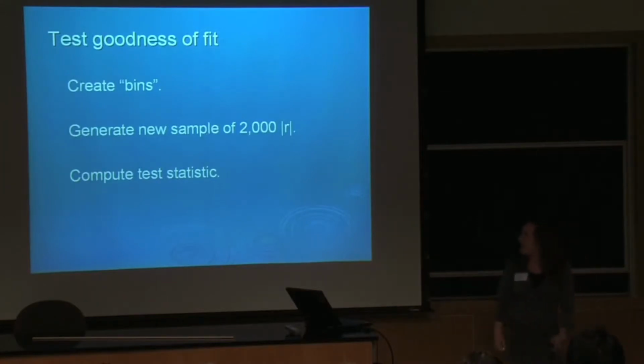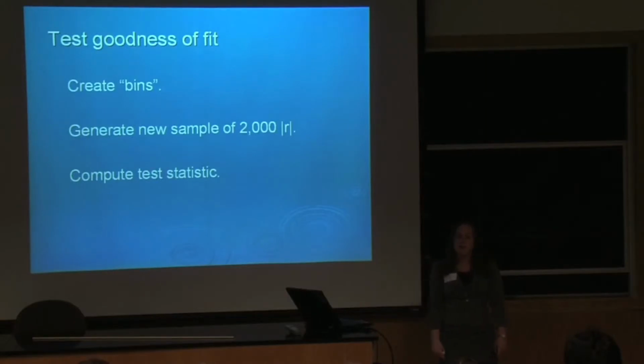So we have 10 of those. We're going to generate a new sample of 2,000 absolute value of r and put them in their respective bins. With this, we're going to compute the test statistic, which is the sum of the observed minus the expected squared over the expected. And then we'll look at the probability that our test statistic is greater than or equal to this chi-square value with degrees of freedom equal to bins minus 1. And this will be our p-value.